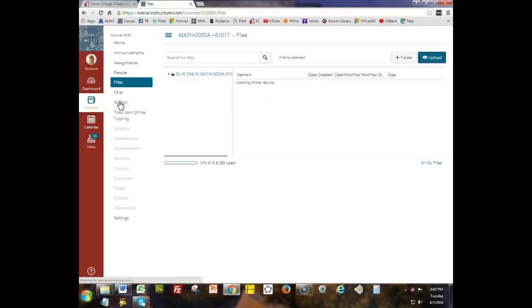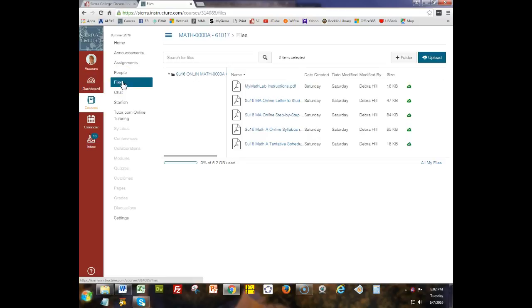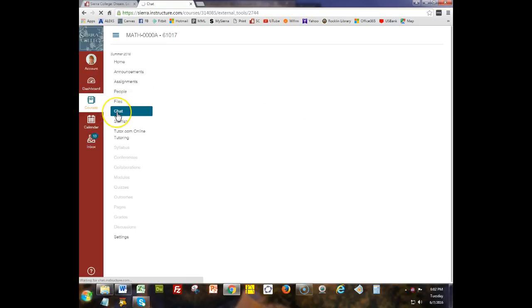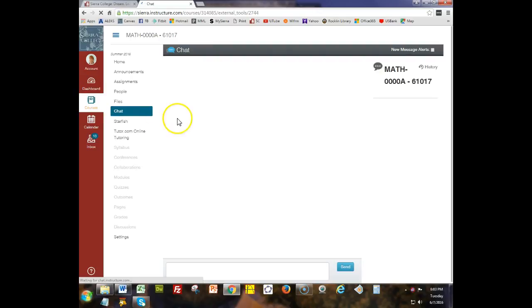In the files area, I use it like a file cabinet. It has all the same documents that are in my math lab: the welcome letter, my math lab instructions, the step-by-step, the online syllabus, and the tentative schedule. If you want to chat in real time, we can do that if we're both on Canvas. You can check and see if I'm on Canvas and chat, and I'll be happy to chat with you. If you'd like to make an appointment to do that, feel free. The cool thing about online is I will be going out of town for some time, but I'll still be available online, so that's pretty cool.